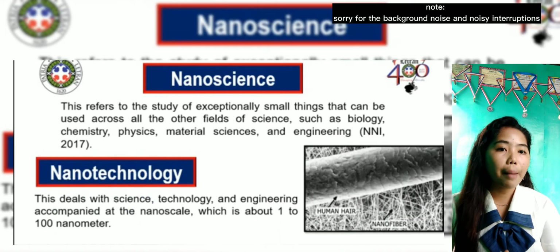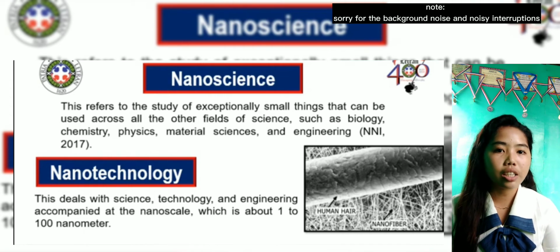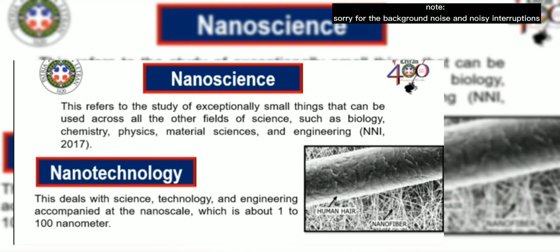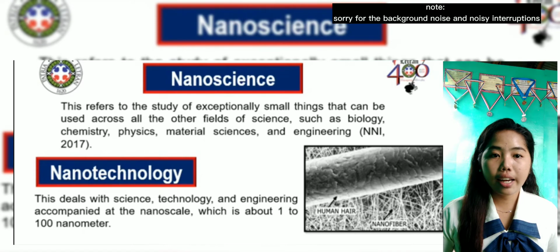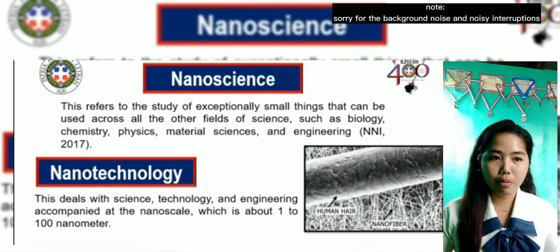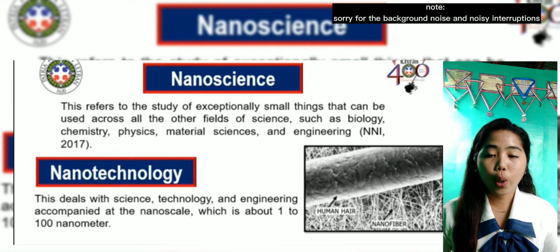Next, let's talk about nanoscience and nanotechnology. Nanoscience is the study of structures and materials on an ultra-small scale and the unique and interesting properties these materials demonstrate. Nanoscience is cross-disciplinary, meaning scientists across fields including chemistry, physics, biology, medicine, computing, material science, and engineering use it to better understand our world.